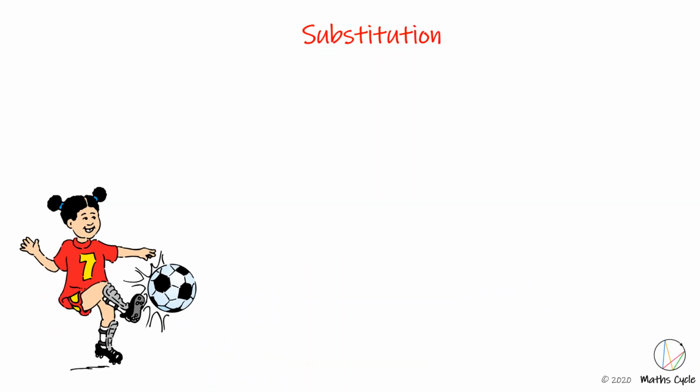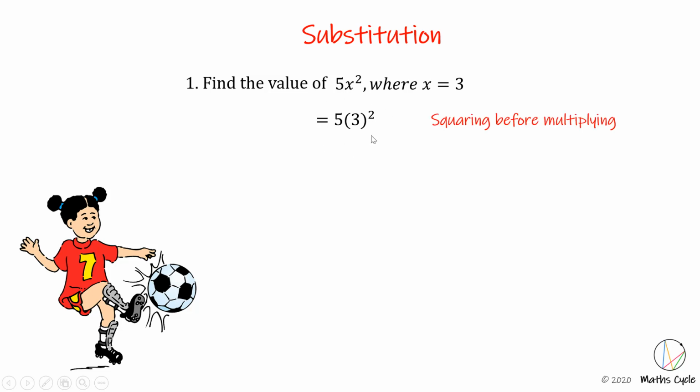Okay, so let's look at some substitution. Remember, substitution is just like playing a game of football. So number 1, find the value of 5x squared where x equals 3. So you know what we do, we take x out of the game and we substitute it with player number 3 and we put 3 in brackets. So that will be 5 times 3 squared. Now here then you need to remember that we need to square first before we multiply. So 3 squared is 9. And then you can multiply. So 5 9s are 45.